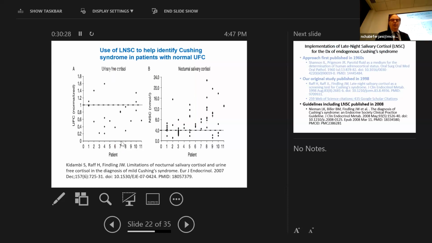And we began to notice that there were a lot of patients. Here's 11 patients who had normal urine cortisols. These are all patients with proven Cushing's syndrome, and that was 24-hour urine. Although some of them had a few elevated urines, many of them were normal, but most of them had elevations of late night salivary cortisol. And so we began to realize that late night salivary cortisol was probably more sensitive than urine cortisol.